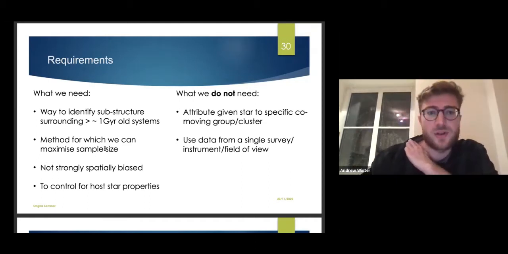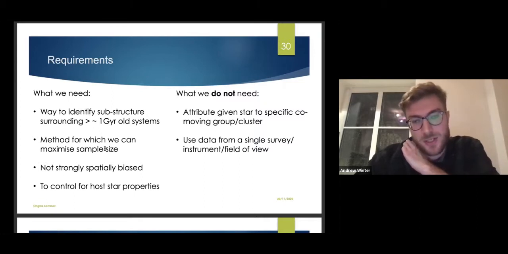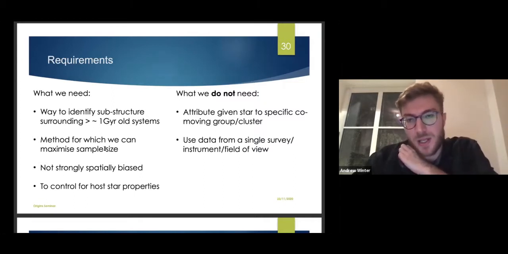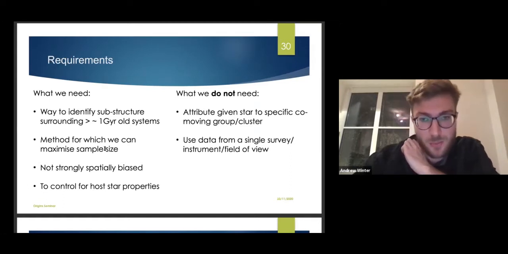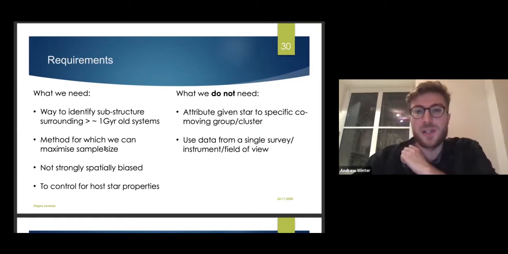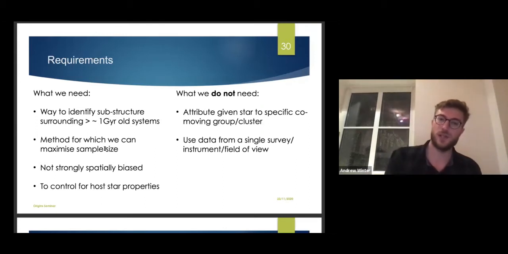And the other thing is we need to control for host star properties. But what we don't need to do, and this is almost more important than what we do need to do, is attribute a given star to a specific co-moving group or cluster. And we don't need to restrict ourselves to a single survey.